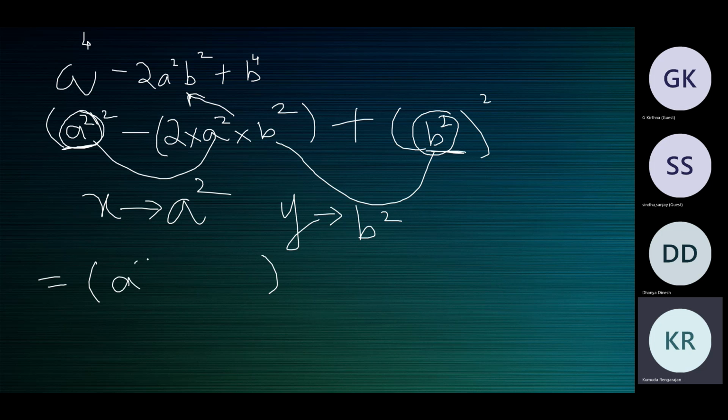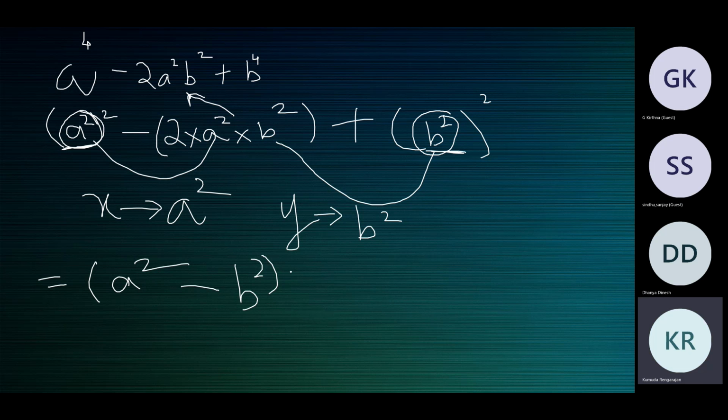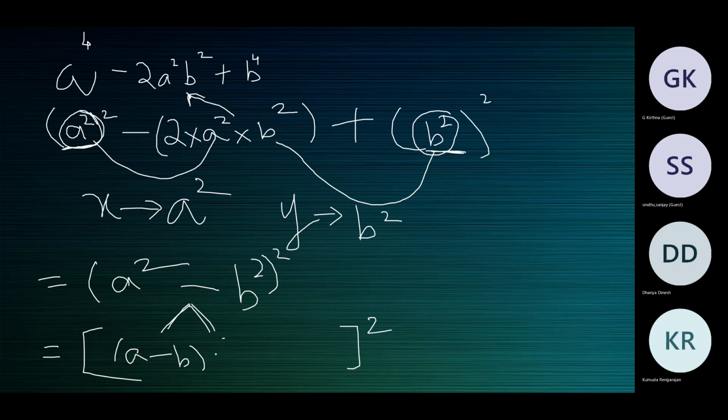What is x? a squared. What's y? b squared, ma'am. The whole square, ma'am. Yeah. Now forget the whole square outside. Inside the bracket, we have a squared minus b squared. That we can write as a plus b into a minus b. You ignore the whole bracket square, that's there. Inside the bracket, we have a squared minus b squared, so that can be written as a minus b into a plus b. a minus b into a plus b the whole square, ma'am.